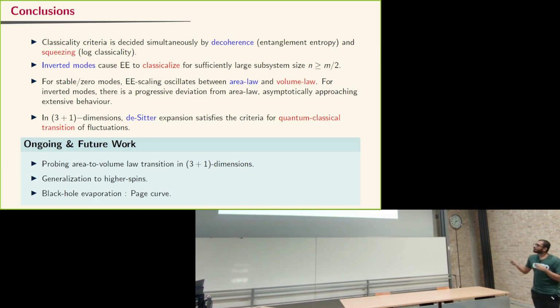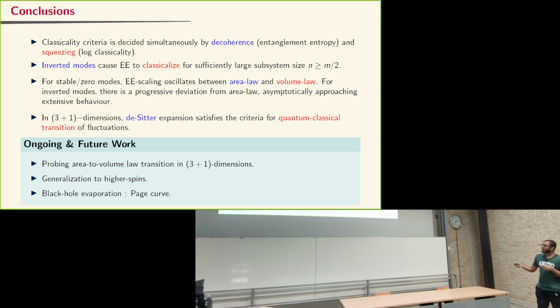And in 3+1 dimensions, we were able to show that the de Sitter expansion satisfies this criteria for quantum to classical transition of fluctuation. So what we have built here is a framework, and what you can do in order to extend this is by accounting for non-Gaussianities, for instance, in a later work. Or maybe you can look at the same kind of dynamics in the causal sets approach as well.